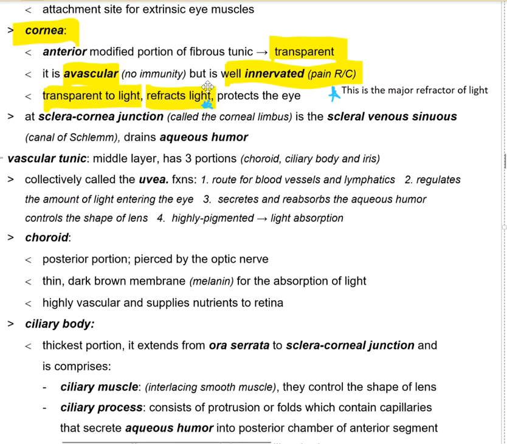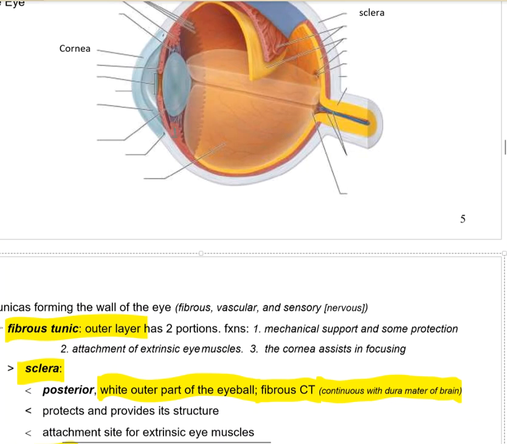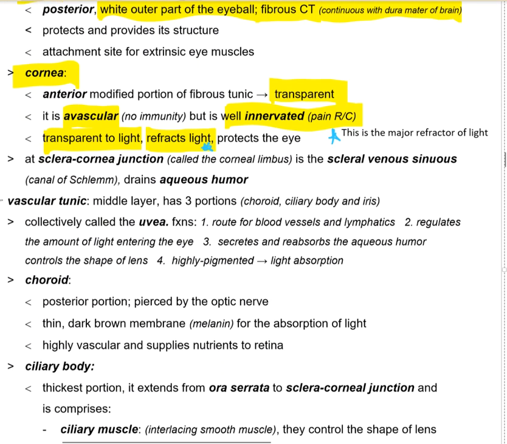Now, at the sclera-cornea junction, there is a sinus that drains the aqueous humor. I'm not going to label it on here, but I'll point it out. See this little spot right here? The aqueous humor, which is right here in the front, and we'll talk about that more later, will drain eventually into those two areas right there. That's called the scleral venous sinus, and it drains the aqueous humor. It used to be called the canal of Schlemm, which I will not refer to it as.